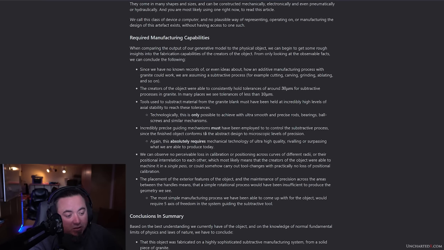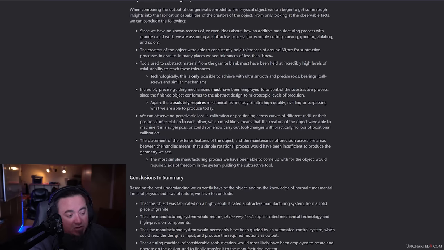Since the finished object conforms to the abstract design to microscopic levels of precision, again, this absolutely requires mechanical technology of ultra high quality, rivaling or surpassing what we are able to produce today. We can observe no perceivable loss in calibrational positioning across curves of different radii, or their positional interrelation to each other, which most likely means that the creators of the object were able to machine it in a single pass, or could somehow carry out tool changes with practically no loss of positional calibration.